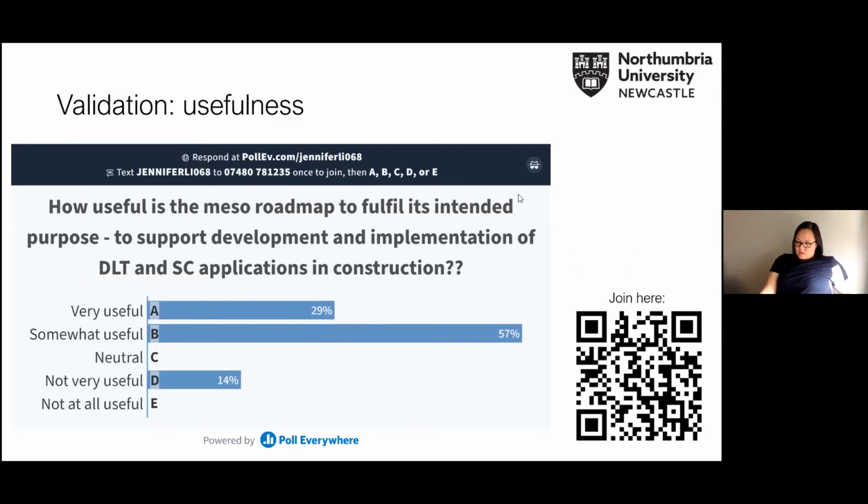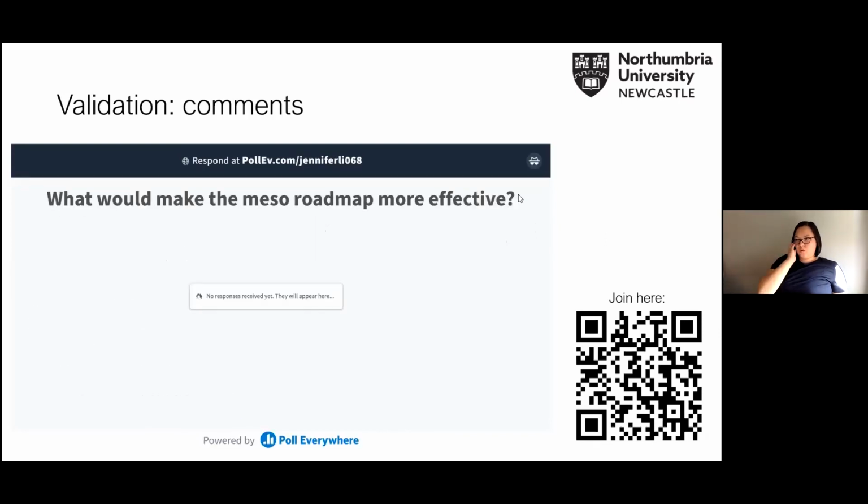Okay, and again, the final part of this poll is, as with the macro roadmap, what would make this more effective? And again, I appreciate I haven't given a huge amount of detail for each of the different stages, but any feedback here would be great to build into the next iteration. So simplify it, I think, is a great comment.